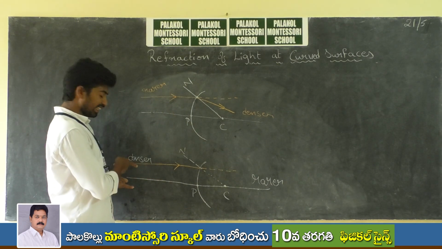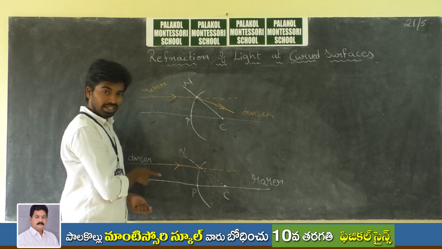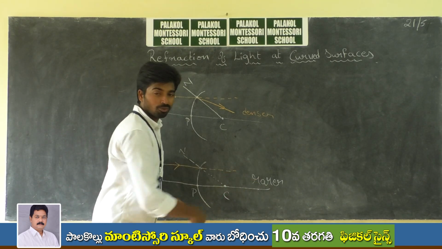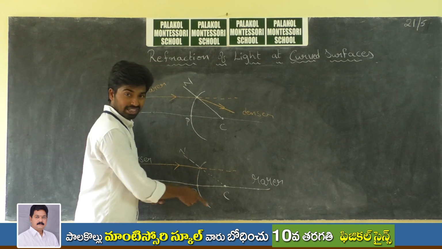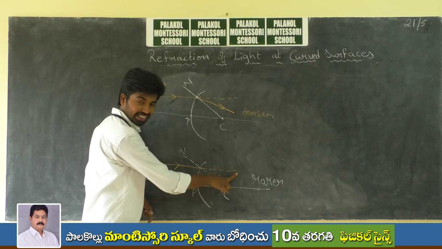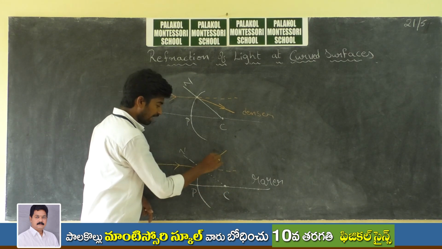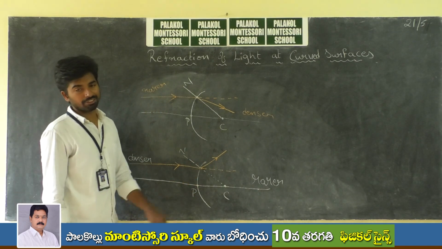Here the light ray travels from denser to rarer medium. What happens when a light ray travels from denser to rarer medium? It will bend away from the normal. This is the normal line, and this is the actual path of the light ray. So it will bend away from the normal line.